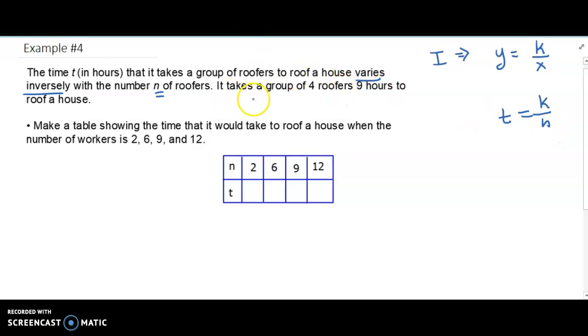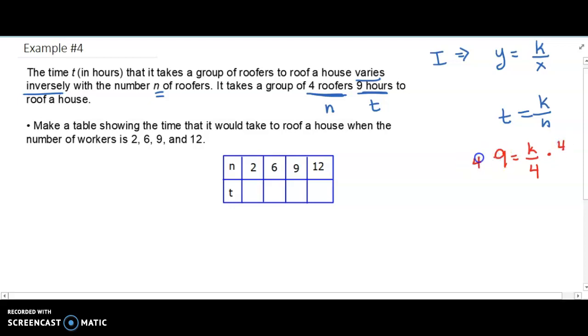All right, now it tells me it takes a group of 4 roofers 9 hours to roof a house. So I can use these numbers to find an equation. If I plug 9 in for t and 4 in for n, to solve for k, I'd multiply both sides by 4. I'd get 36 equals k. So my equation that I would use is y equals 36 over x, or in this case with n and t, it would be t equals 36 over n. So here's my equation.